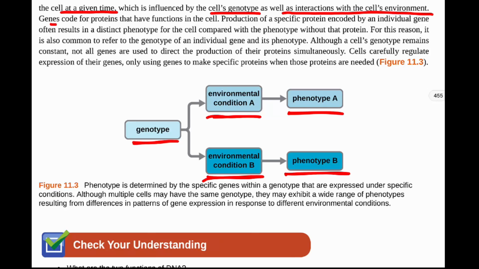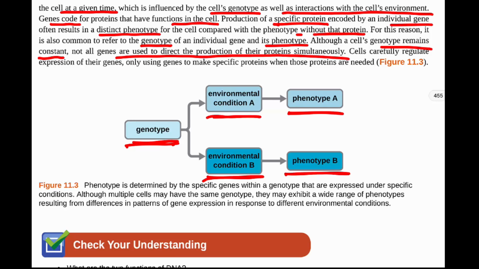So again, genes code for proteins that have functions in the cell. A specific protein encoded by an individual gene often results in a distinct phenotype for the cell compared with the phenotype without that protein. So it's common to refer to the genotype of an individual gene and its phenotype. So it's important to understand the differences between genotype and phenotype. So our genotype remains constant, but we don't have all of these proteins being made all of the time. So they're not all going through this protein production simultaneously. We carefully regulate the expression of these genes, and we only make the specific proteins when those specific proteins are needed. So that's why we would see phenotype A or phenotype B.